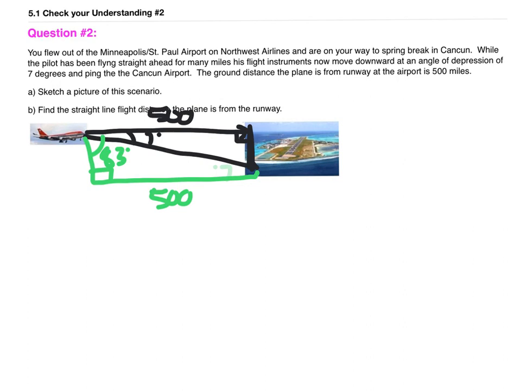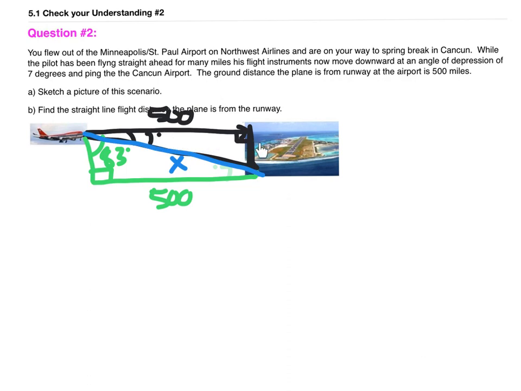I'm going to go ahead, and they want us to figure out what is the actual straight line distance from the pilot to the runway. Well, the straight line distance in this picture is going to be right here, so that's what we need to find, and I'm just going to call that x. I'm going to look at the black triangle I have drawn. Either one would be fine.